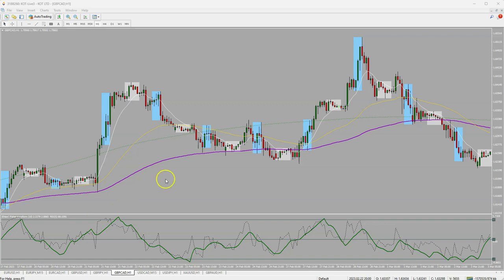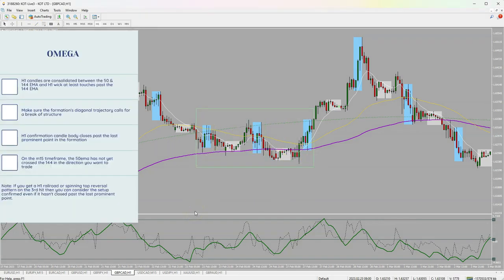The first example we're looking at is going to be right here inside this box. We're looking at this formation right here. So the first rule of the Omega strategy is the H1 candles are consolidated between the 50 and 144 EMA, and the H1 wick at least touches past the 144 EMA. The 144 EMA is the purple line.